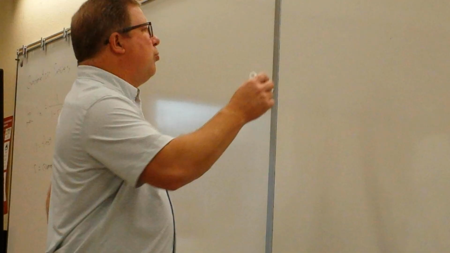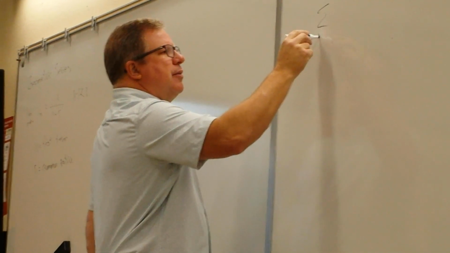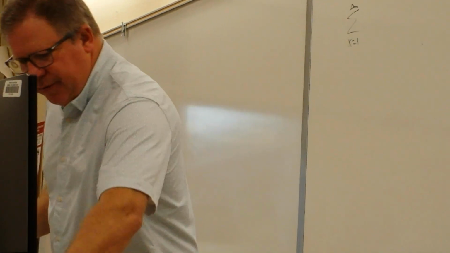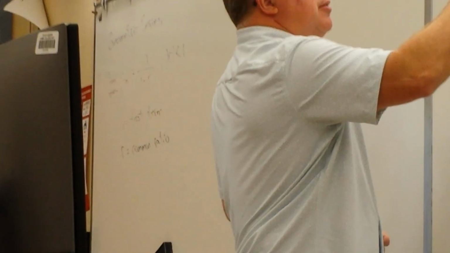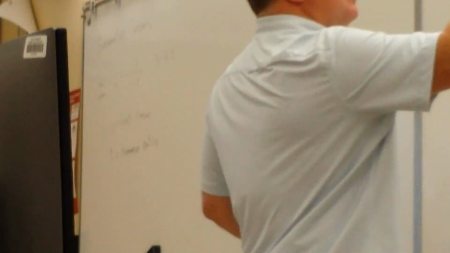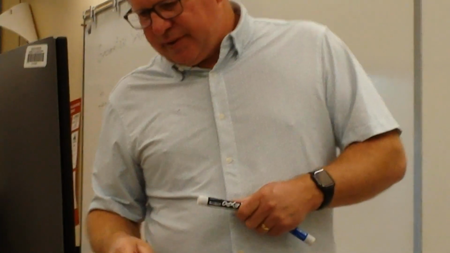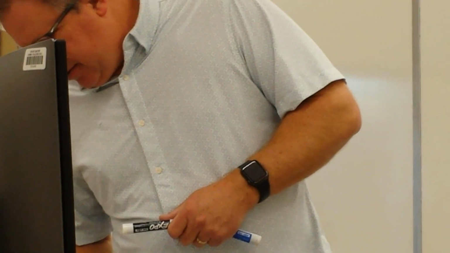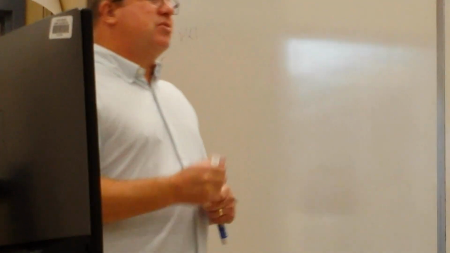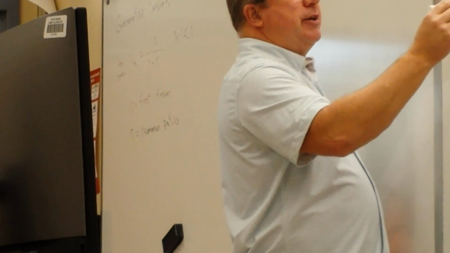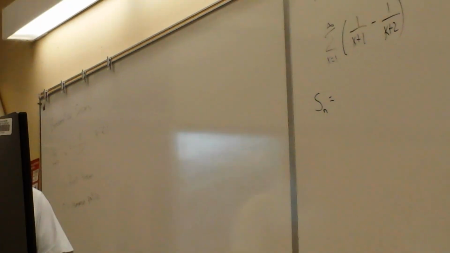We have a sum as k goes from 1 to infinity of 1 over k plus 1, in parentheses here, minus 1 over k plus 2. These are actually quite simple. Just like everything in math, they can be made difficult, but they're quite simple. So let's write out the first n terms of S sub n.